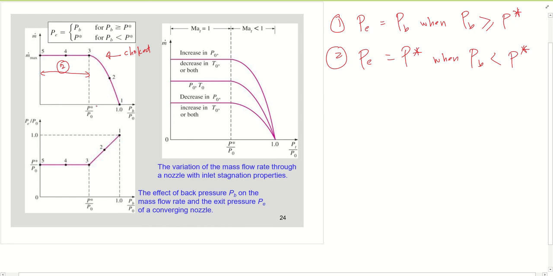This figure shows the ratio of exit pressure over stagnation pressure versus back pressure over stagnation pressure. At point 1, PE equals PB, so the ratio is equal to 1. Further reducing the pressure at point 2, PE still equals PB. At point 3, P exit is now equal to P critical, and then at point 4 and point 5, which are in region number 2, P exit equals P critical.